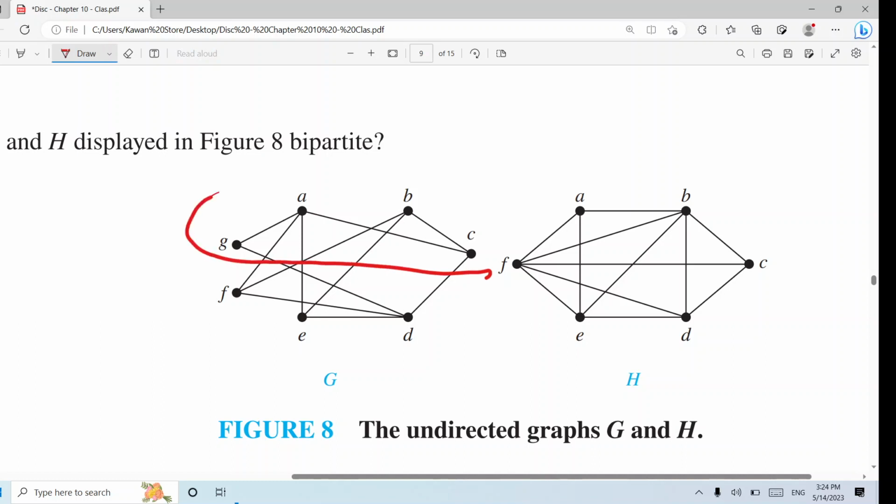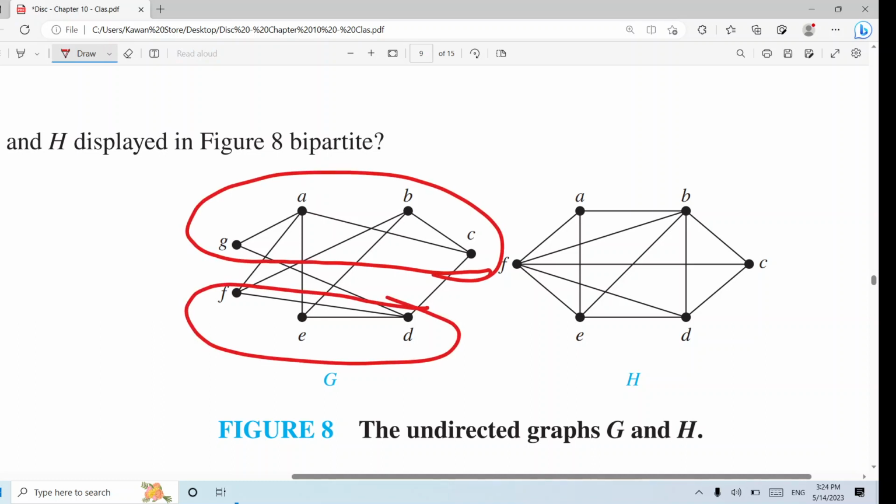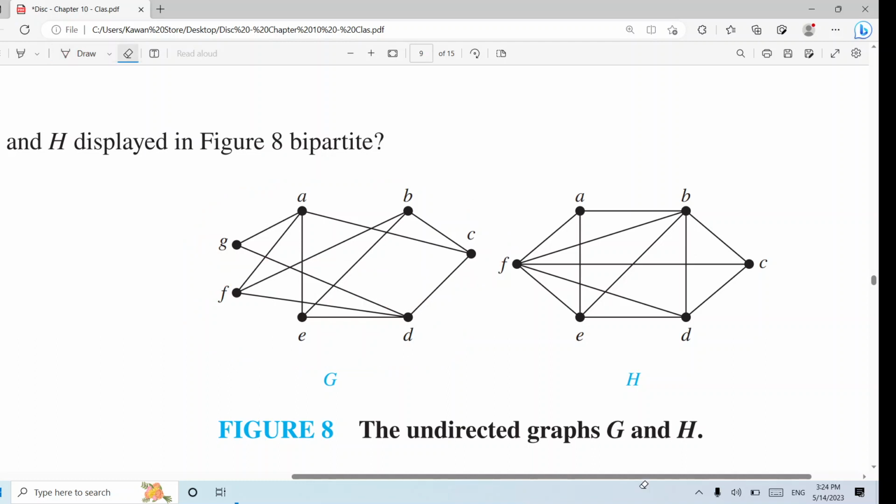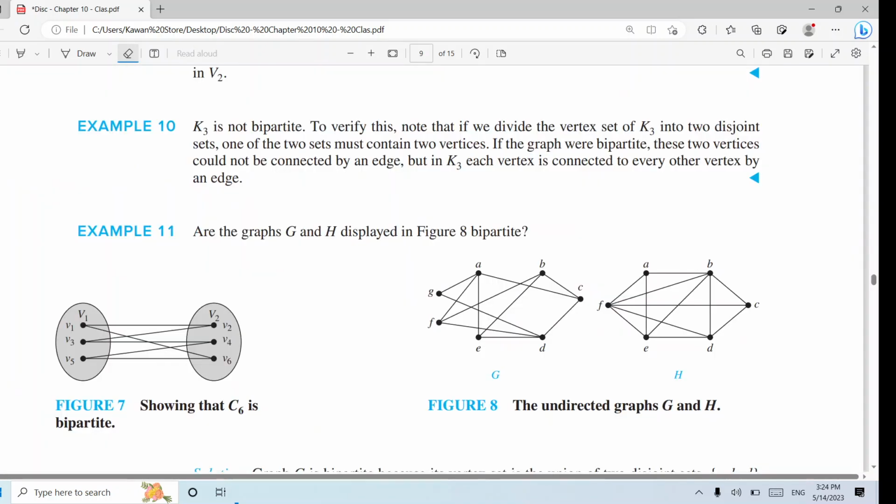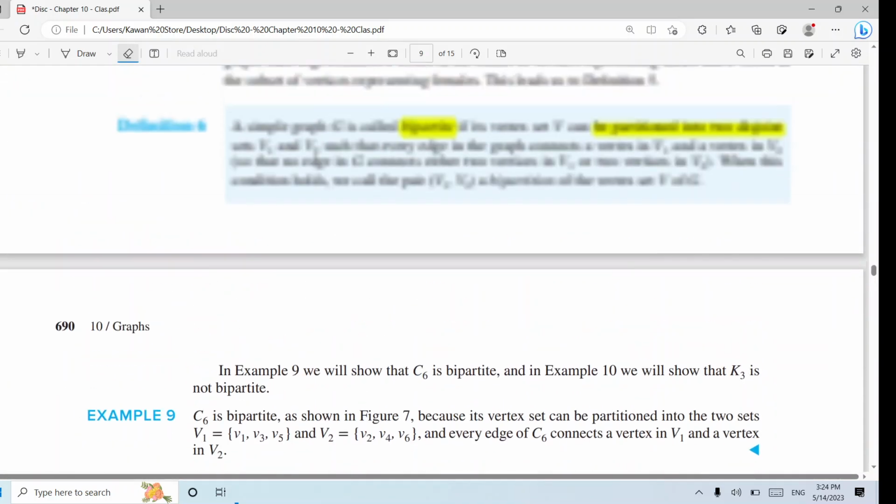So now after the graph, I'm going to... No, this is not like that. It should be the definition of it. Look at the definition.